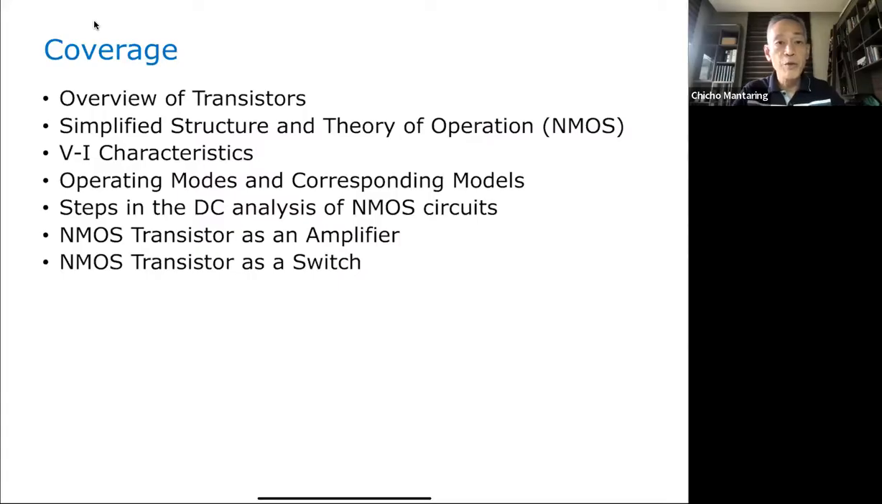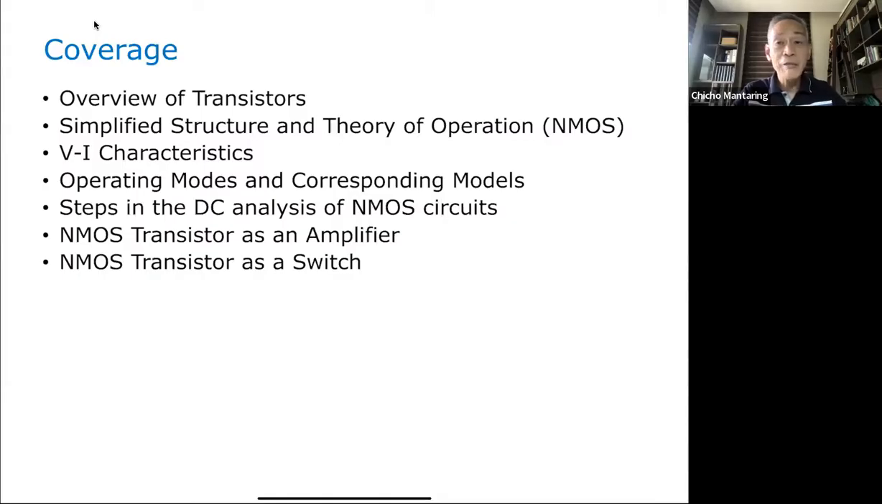First, I'm going to give you an overview of transistors. Then I'm going to discuss the simplified structure and theory of operation of the NMOS transistor. Actually, the structure and theory of operation are not really part of EEE 123. That's taken up in EEE 131. But I just wanted to give you a rough idea of how a MOS transistor works. So if you don't understand the theory of operation, don't worry about it. What's important is that you know the models.